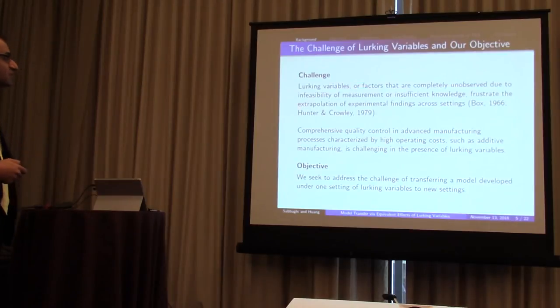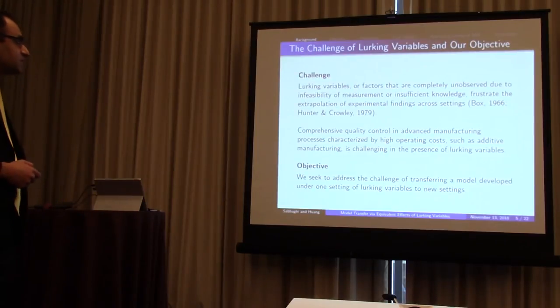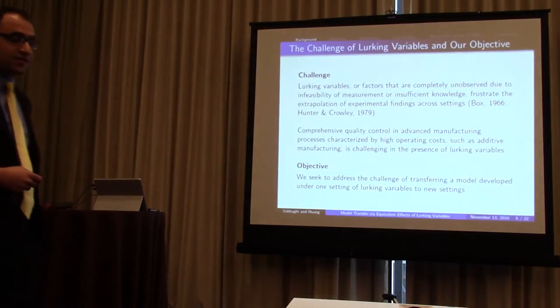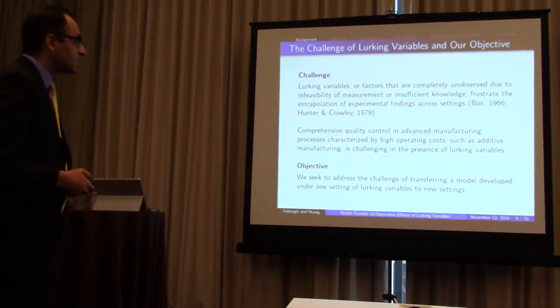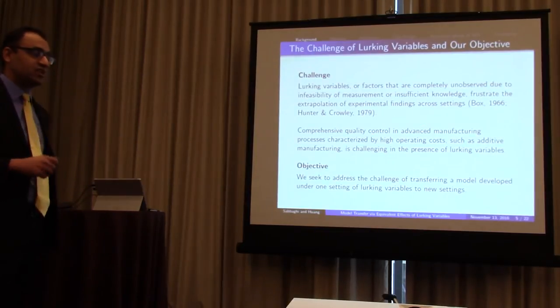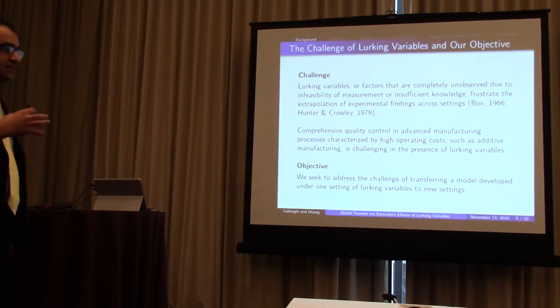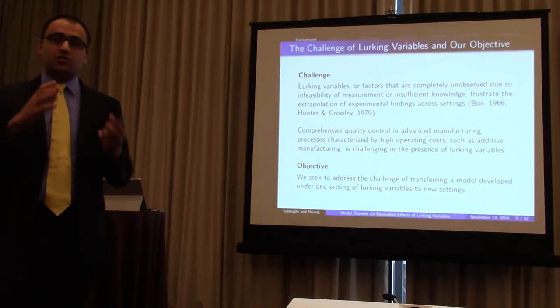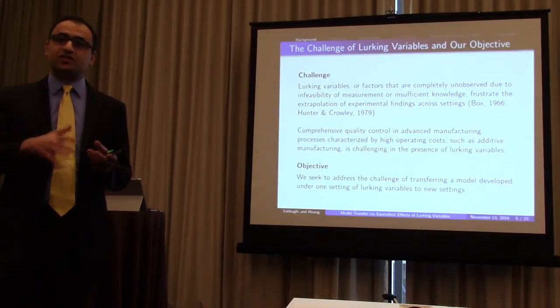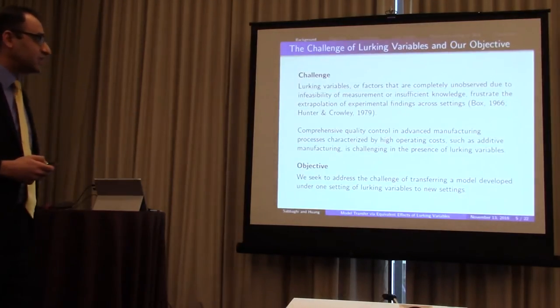So just to summarize, I want to summarize the big challenge that we face with lurking variables and the objective that I want to address in this talk. The challenge is that these lurking variables or factors who are completely unobserved frustrate the extrapolation of experimental findings across settings because they definitely have an impact on the outcome, and so you can't directly extrapolate the model and quality control strategies you develop under one setting of the lurking variables to other settings of lurking variables.